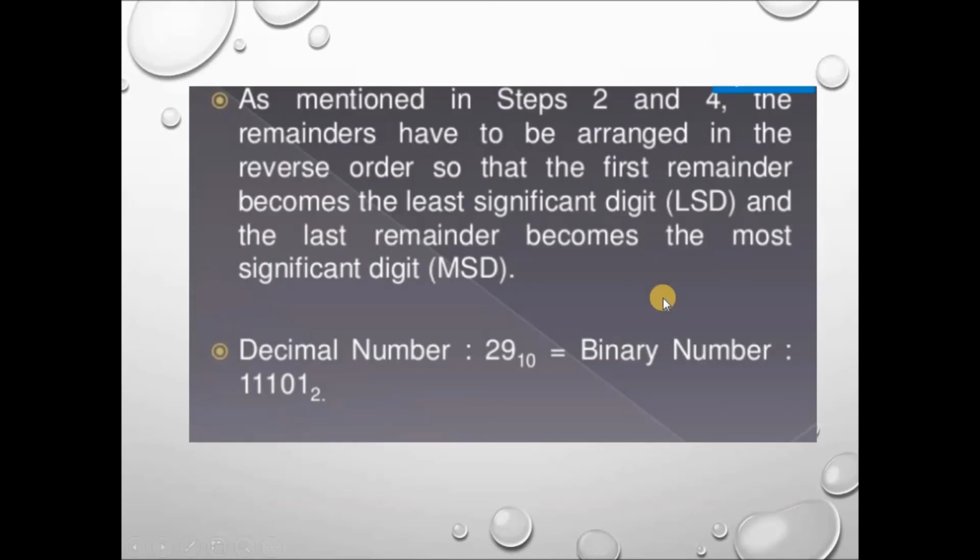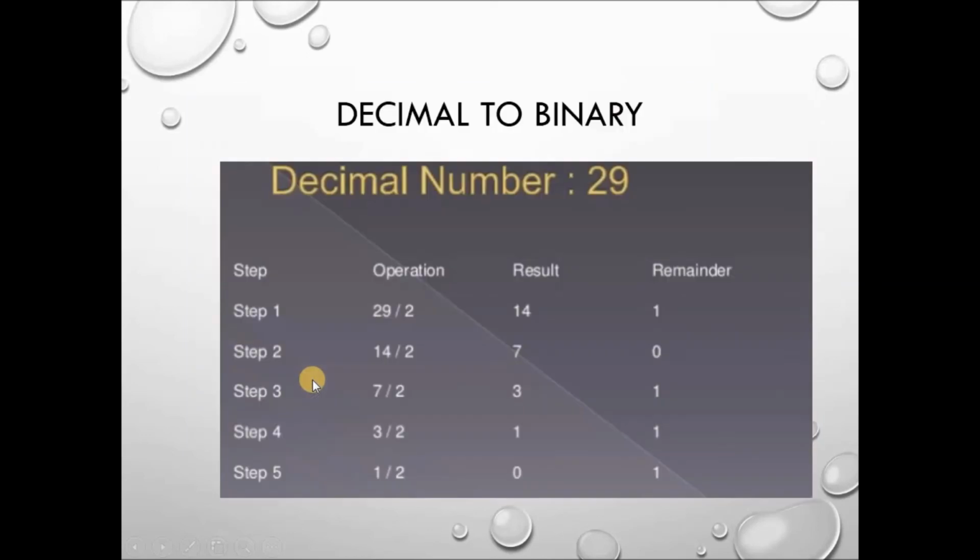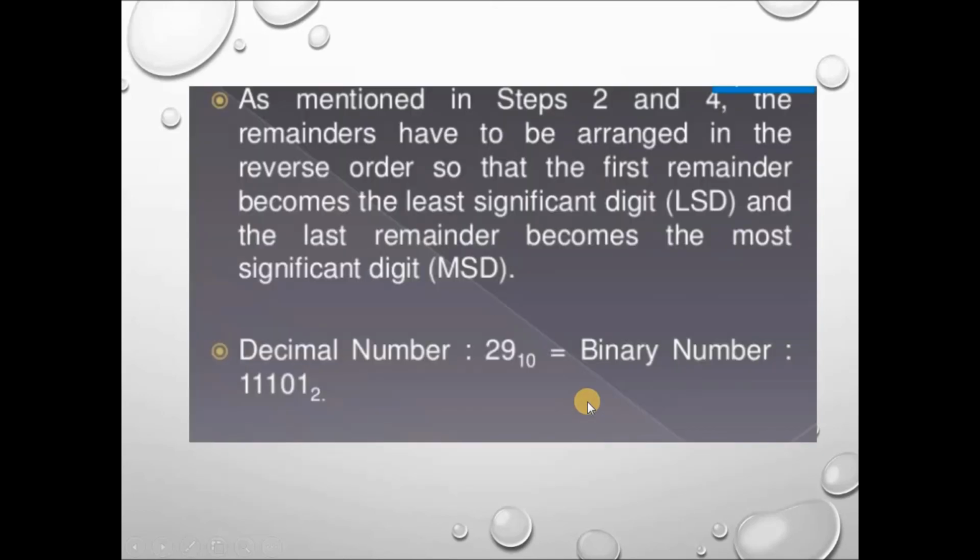The result is 1 1 1 0 1. So the binary number of 29, reading from the last bit, is 1 1 1 0 1. See, from here you have to read 1 1 1 0 1. So like this you can convert from decimal to binary.